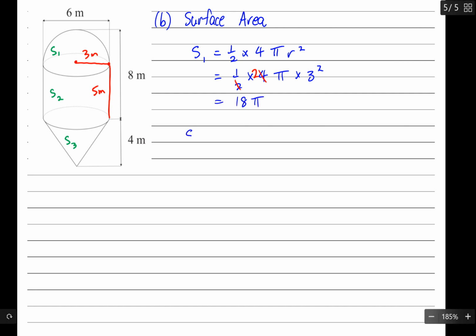Okay, now S2. Well, S2 is this curved surface around the outside. Now that's part of a cylinder. You might remember, I'll just jot it down up the top here, when we covered cylinders, we said that this was the surface area: 2 pi r squared plus 2 pi r h.